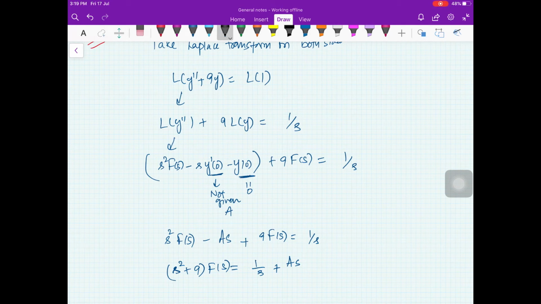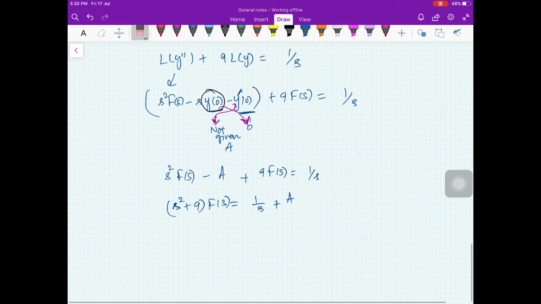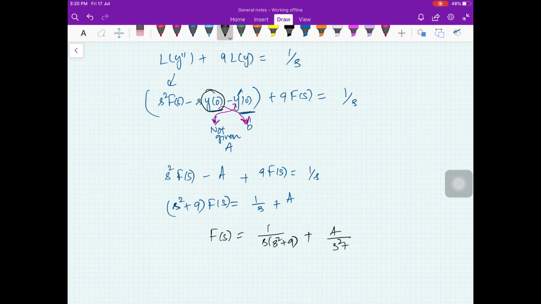I'm sorry, here I have written this formula wrong. Here you will have y of 0 and here you will have y dash 0, right? So this is not known and this is 0, right? So you don't have s here, because s was multiplied with y of 0, that is 0, right? So this term is 0, so you don't have this s here. Okay, fine.